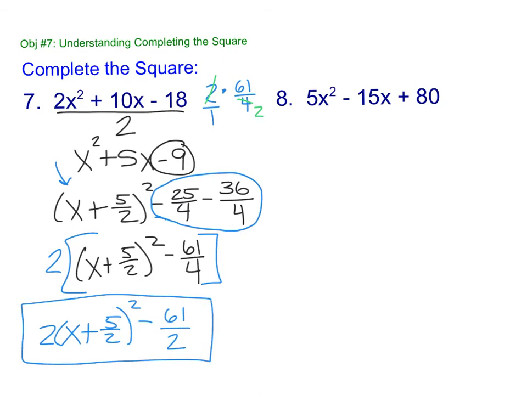All right, try number 8 on your own. Pause the video. All right, so we're dividing by 5. x squared minus 3x plus 16. x minus half of 3, 3 over 2. I have to subtract off that extra 3 over 2 squared, so 9 over 4.